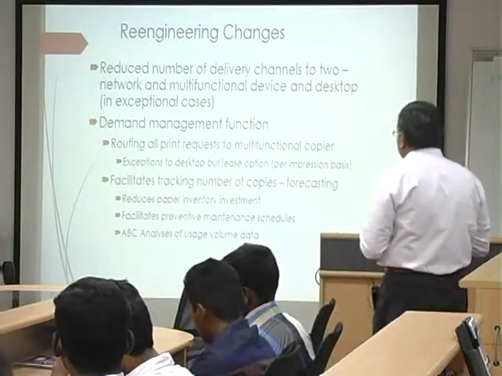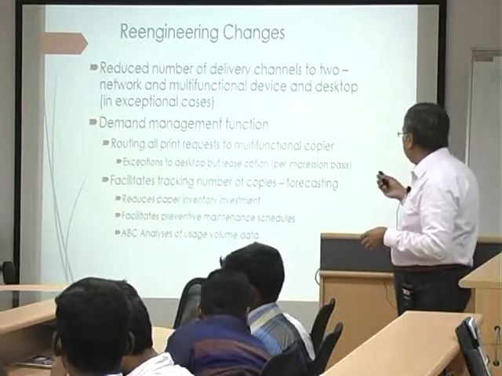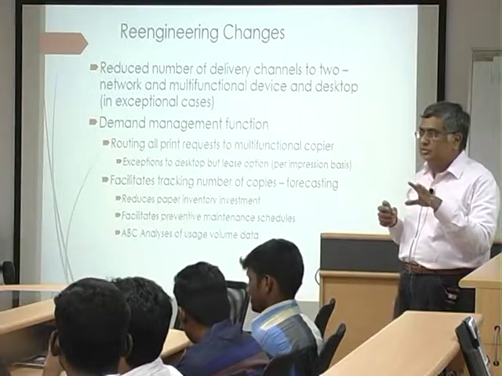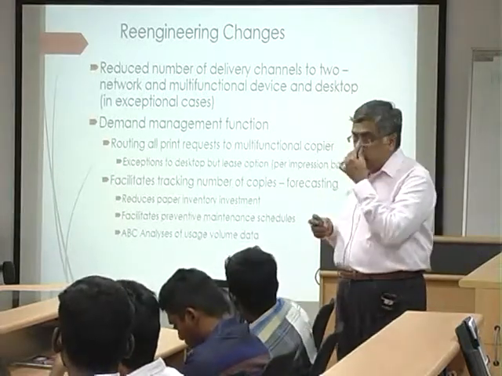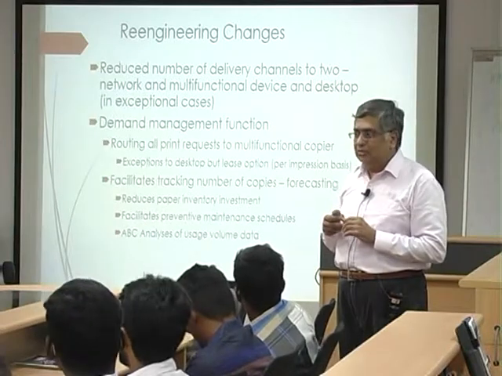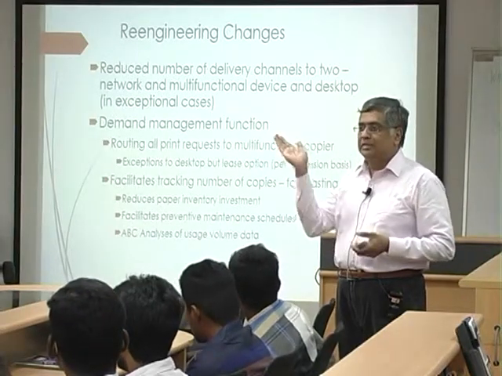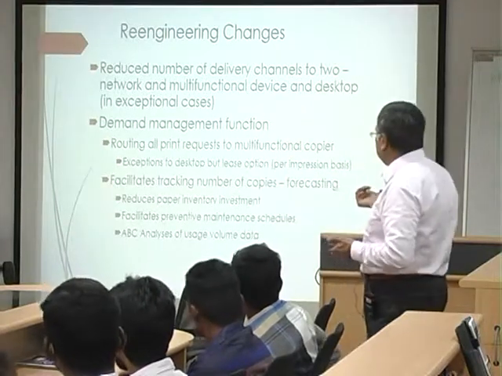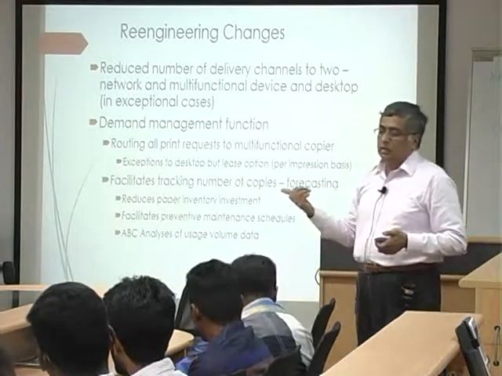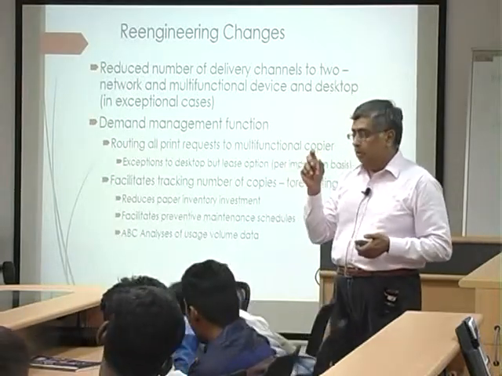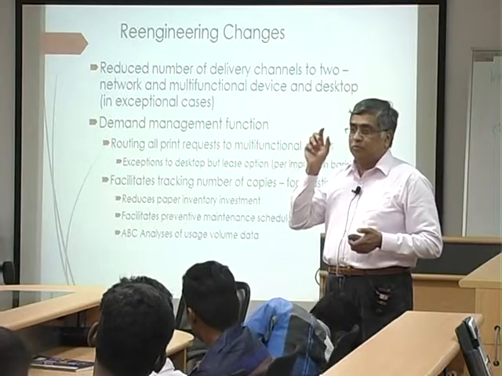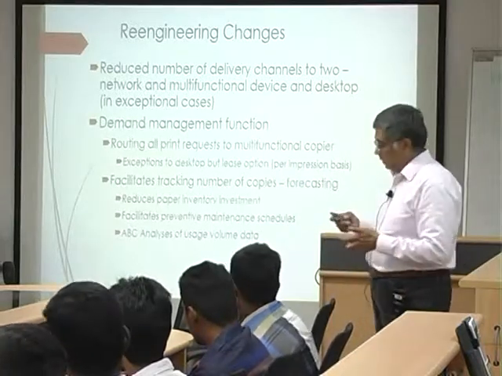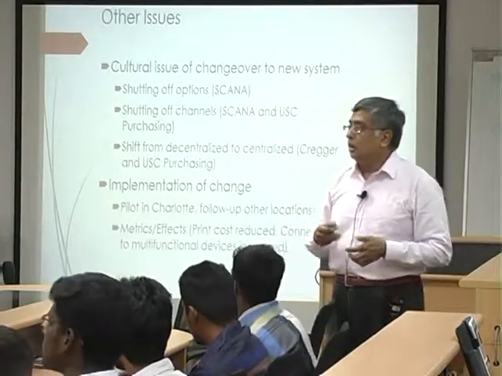per impression basis. Okay. It also facilitated tracking of the number of copies for forecasting, reduced paper inventory investment, facilitated maintenance schedules, but also was able to do ABC analysis. Do you know what ABC analysis is? ABC analysis is classifying by most important, the next important, and the least important. In this particular case, they were looking at usage volume. A category is which form is being printed the most, B is the medium and C is the least. Okay, so they were able to track all this kind of information.